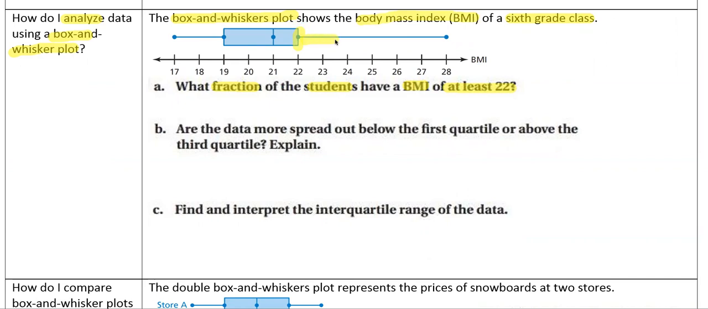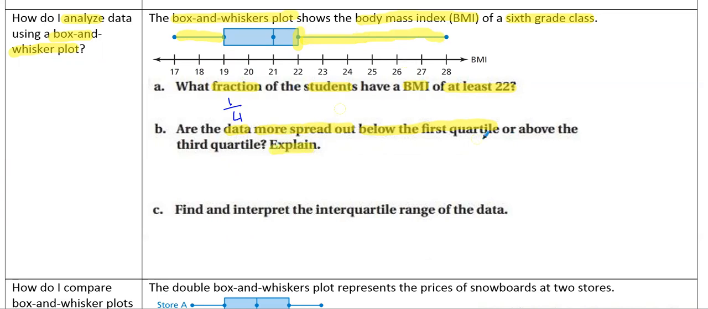Well, what percentage of the data, or what fraction of the data, is from the third quartile up to the greatest value? Isn't that 1/4? It's 1 out of the 4 sections of the data. So the fraction is 1/4. Are the data more spread out below the first quartile? I should be using my highlighter. Are the data more spread out below the first quartile, here, or above the third quartile, here?